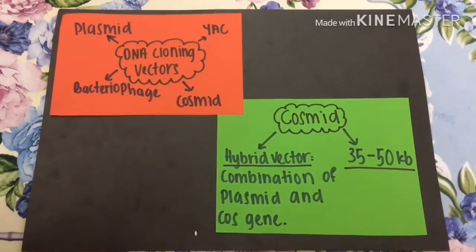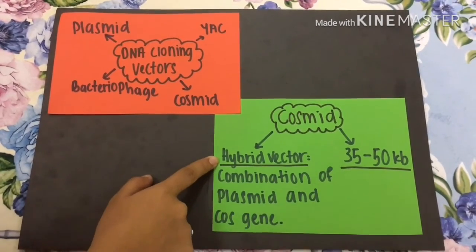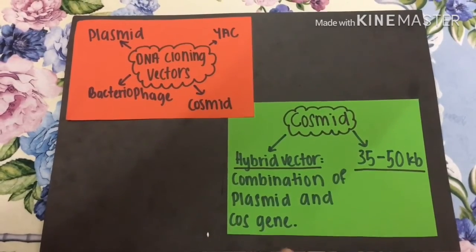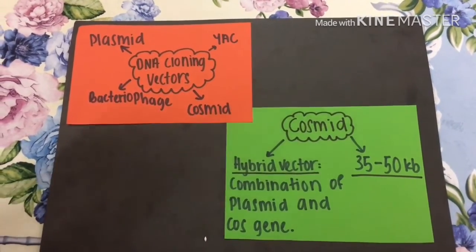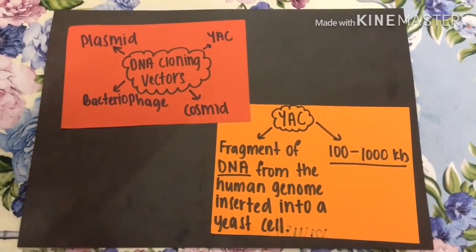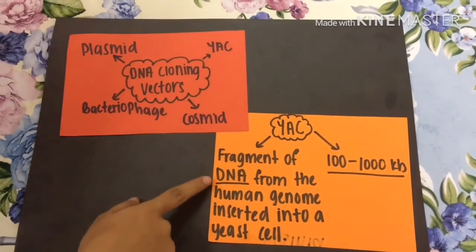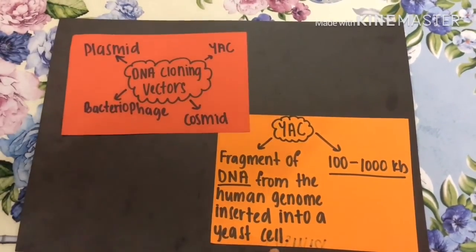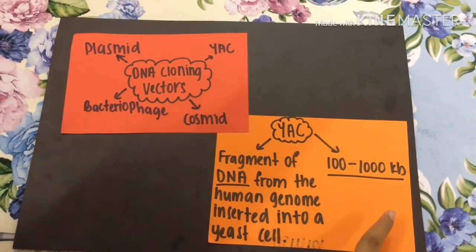The next example of DNA cloning vectors is cosmid. Cosmid is a hybrid vector, a combination of plasmid and cos gene. The cloning capacity for cosmid is 35 to 50 kilobase pair. The last example of DNA cloning vectors is YAC. YAC is a fragment of DNA from the human genome inserted into a yeast cell. YAC has a cloning capacity of 100 to 1000 kilobase pair.